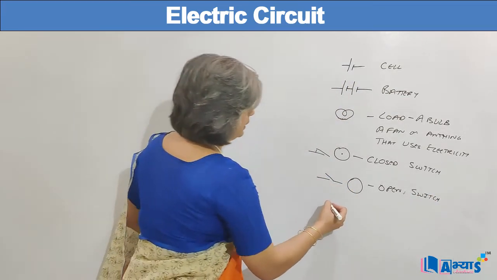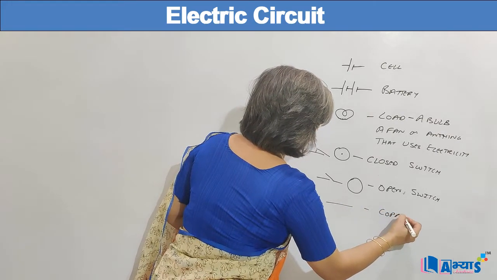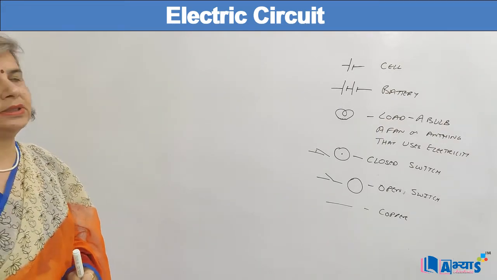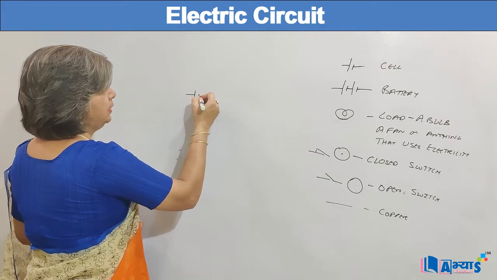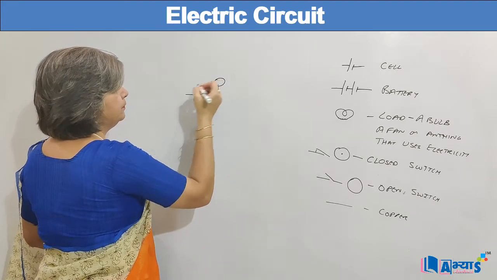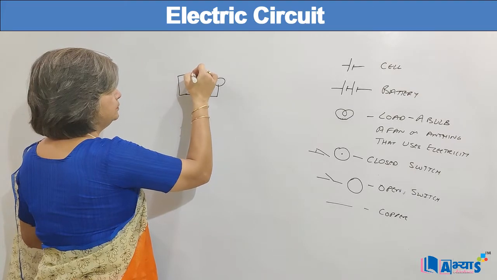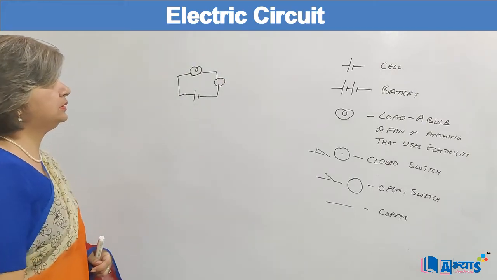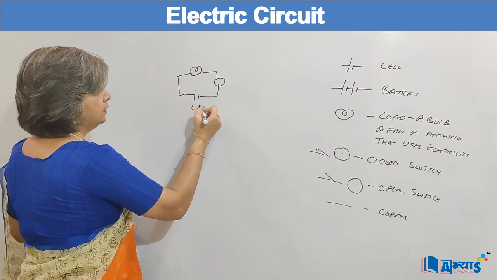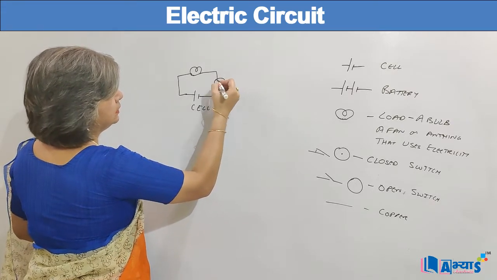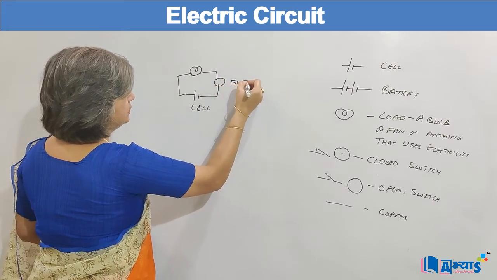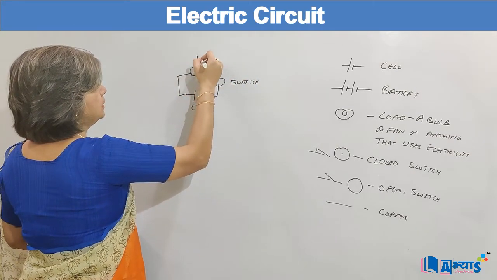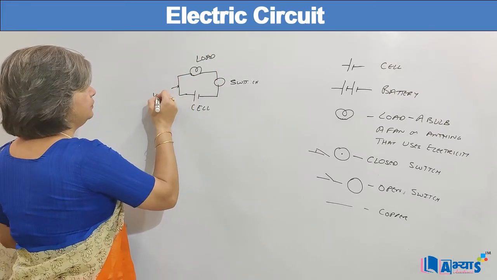Then we have electric wire. The wires are generally made of copper, through which the electricity can flow. Now if we want to draw a circuit, we will have a cell, then we will have a switch, we have a load. So it completes the circuit. So this is a cell, this is a switch, this is a load, and these are the wires.